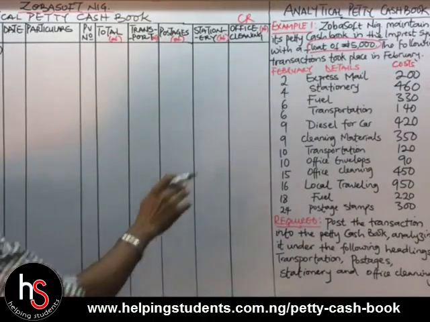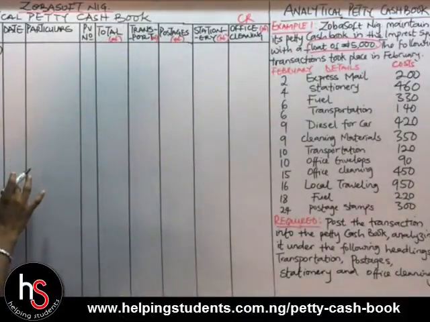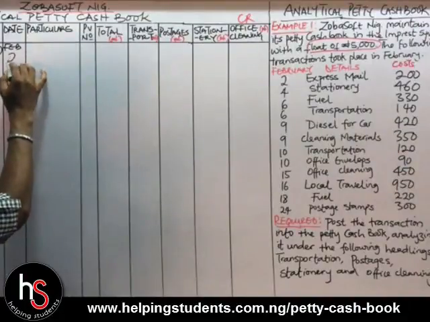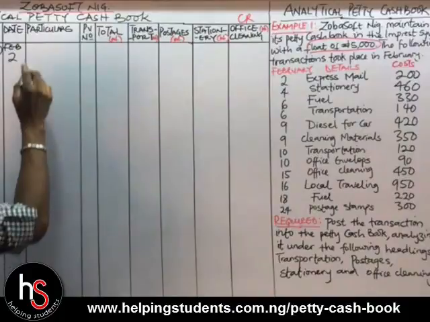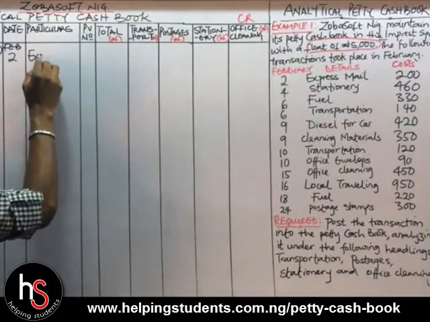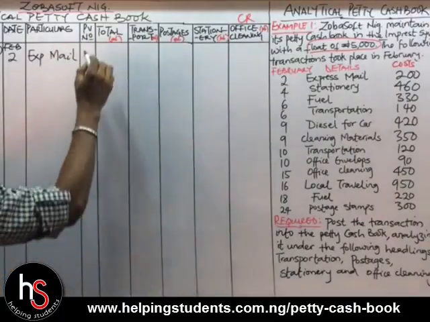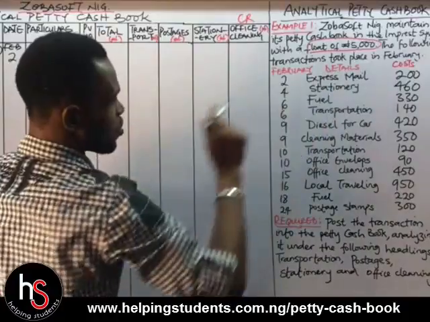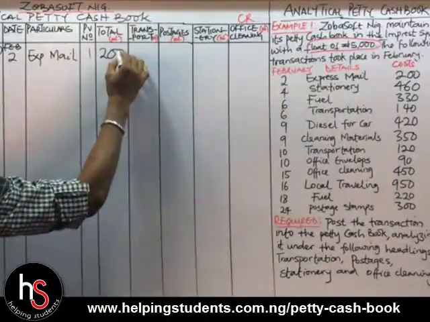So what we do now, February 2nd, we have express mail. So you come down to the dates. Remember, it's February, right? 2nd. So this is the 2nd of February. Express mail. So under the particulars, we write what? Express mail. Now the PV number will be 1. Total, how much do we have there as the cost? 200. So under the total, we have 200 here.